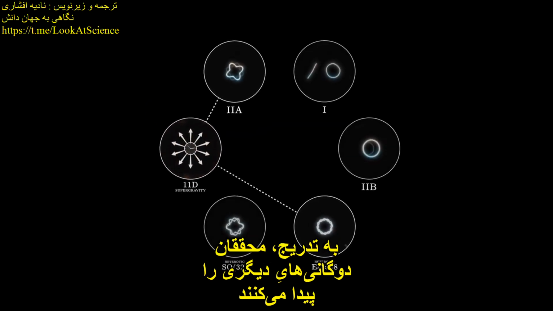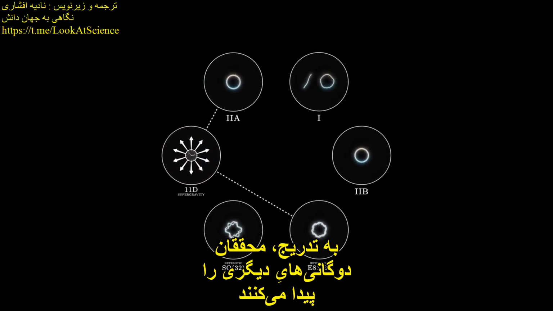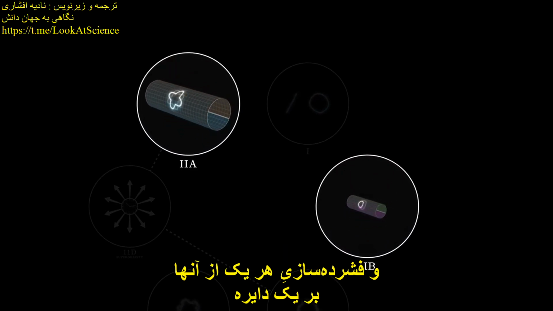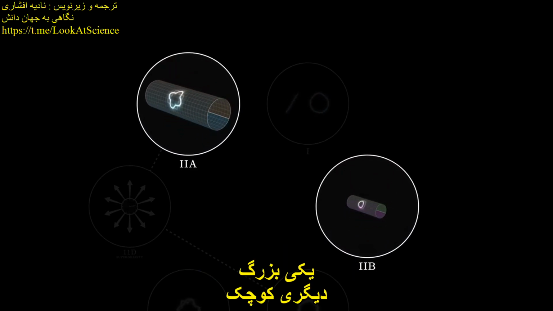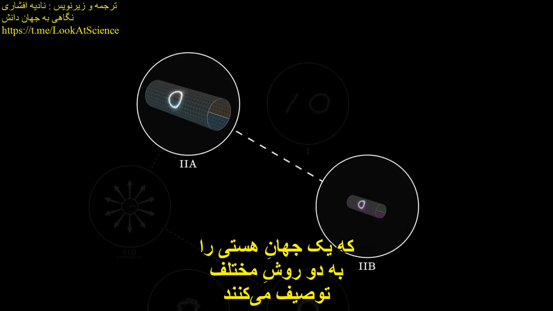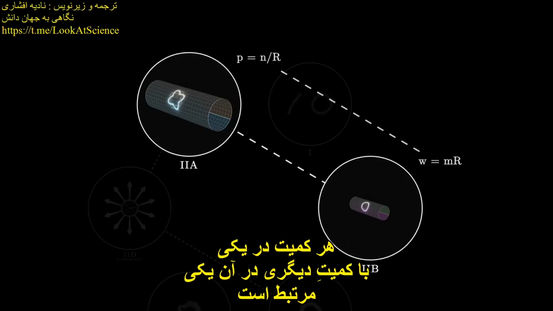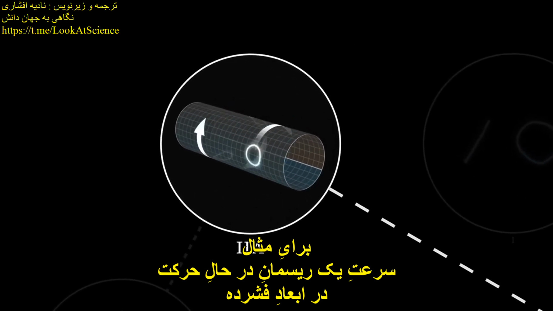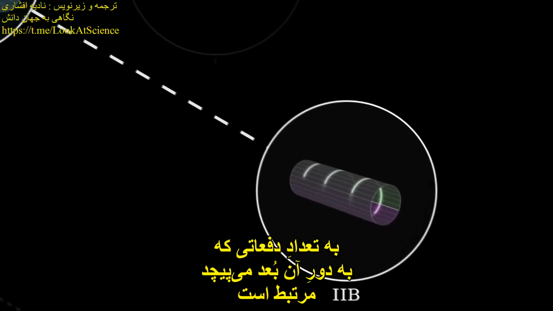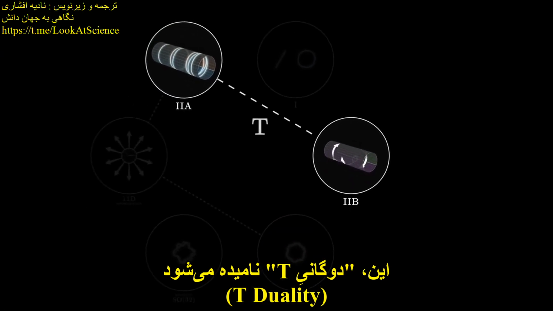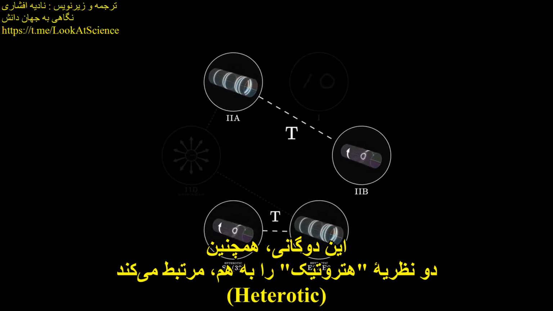Little by little, researchers discover other dualities. For instance, taking the 2A and 2B theories and compactifying each of them on a circle, one large, the other small, we obtain two models that describe the same universe in two different ways. Each quantity in one is related to another quantity in the other. For instance, the speed of a string moving in the compact dimension is related to the number of times it wraps around that dimension in the other description. This is called T-duality. It also connects the two heterotic theories together.